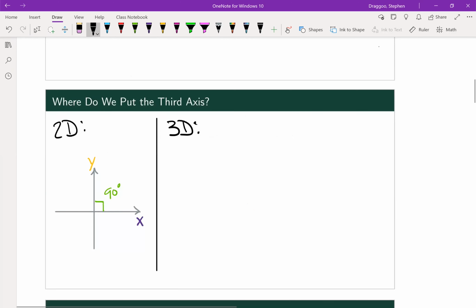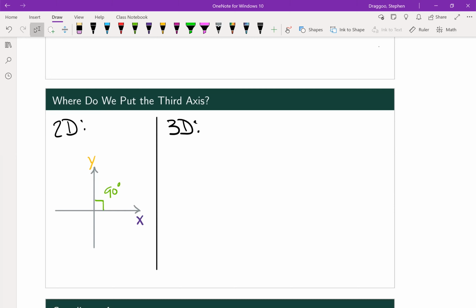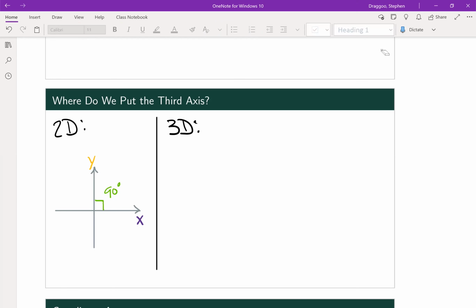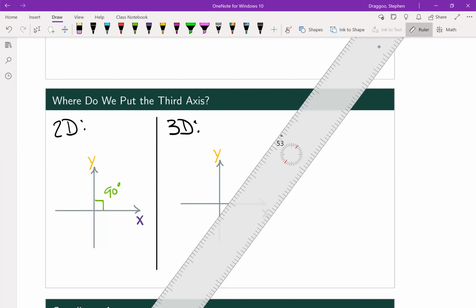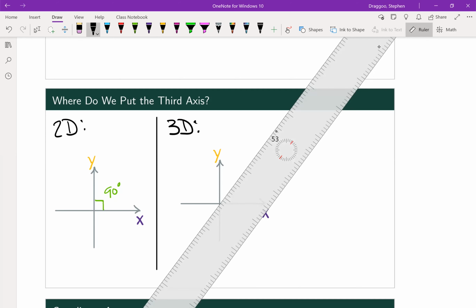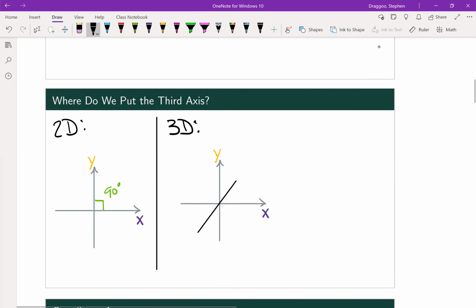So starting with just where do we put the third axis? Sticking with our traditional 2-dimensional x and y axis, x goes horizontal, y goes vertical. If we move to 3D, we'll need to bring in a third axis. So we just copy and paste the one that we already had. And the new dimension to go with horizontal and vertical is an axis that comes out of the page and into the page. So in and out will be our new axis.